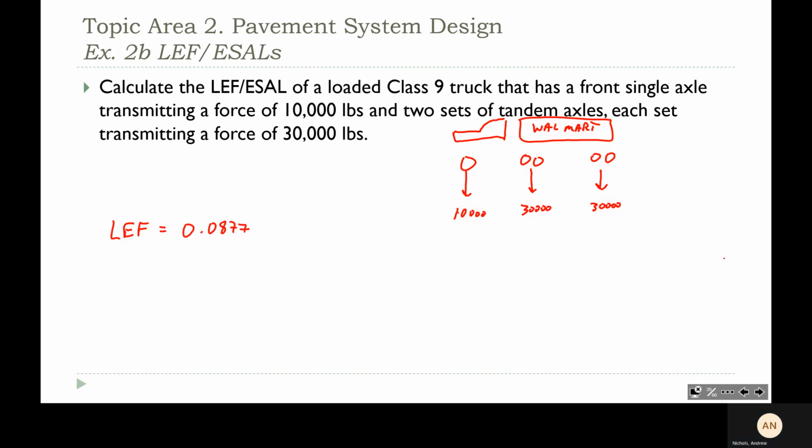0.0877. And then our second, we have 30,000 pounds that is being supported by a set of tandems. So what is that? So that's the single. 0.658, and then there's 2 of them. So we've got 0.658 again.